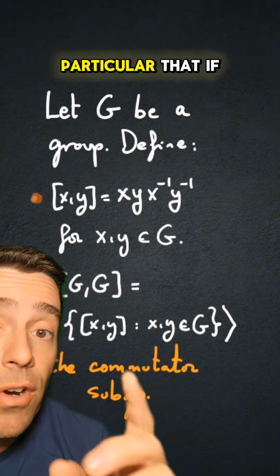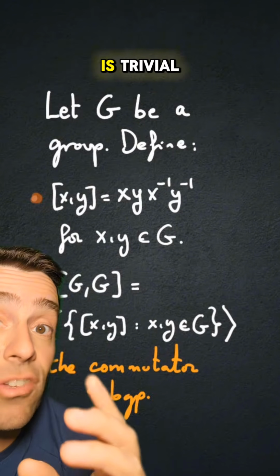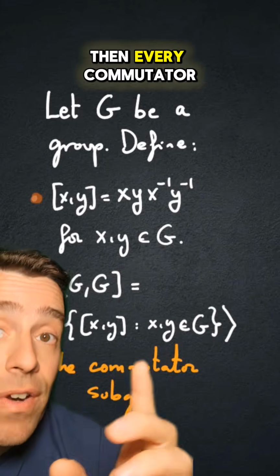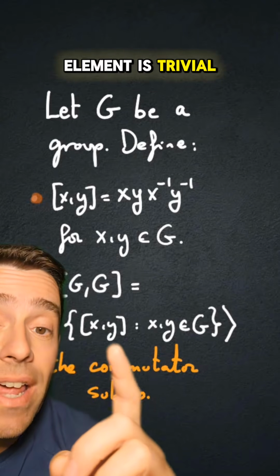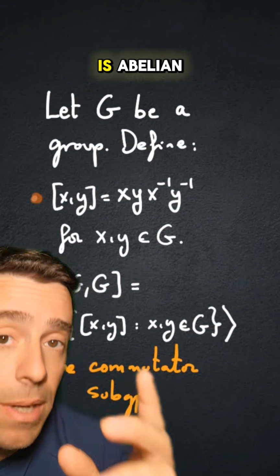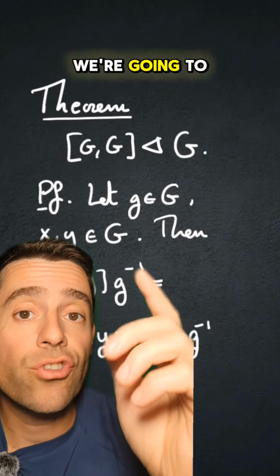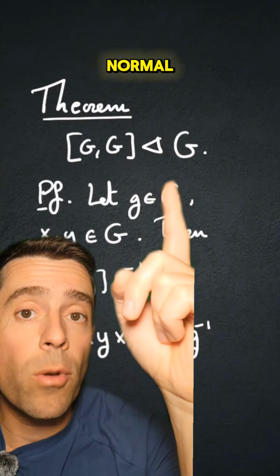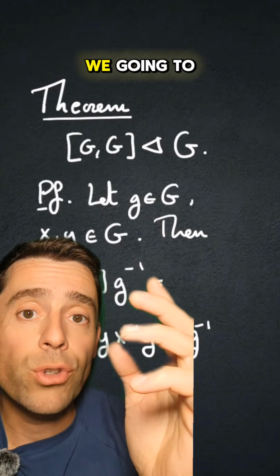So notice in particular that if the commutator subgroup is trivial, then every commutator element is trivial, and therefore every pair of elements commute. So therefore G is abelian. And in this video, we're going to see that the commutator subgroup is normal in the group G. How are we going to prove this?